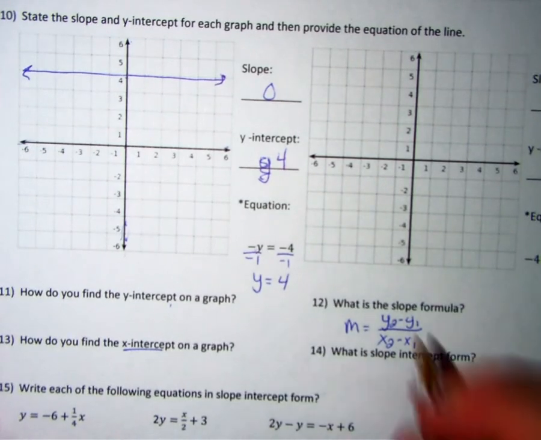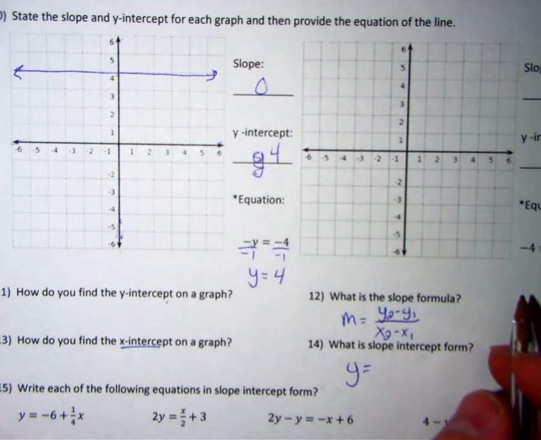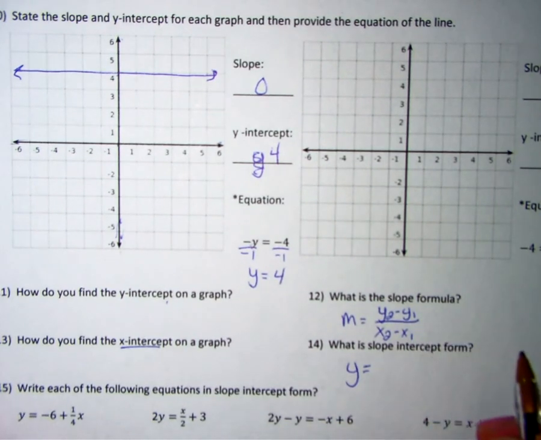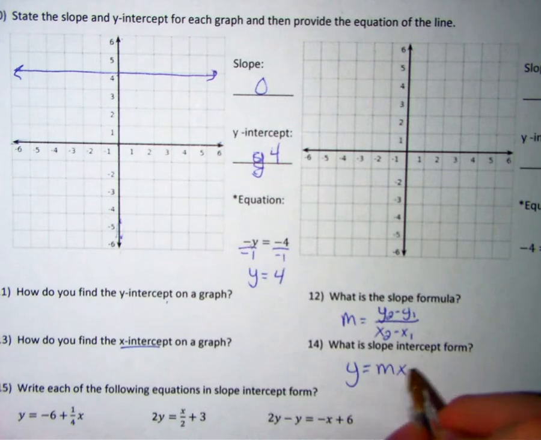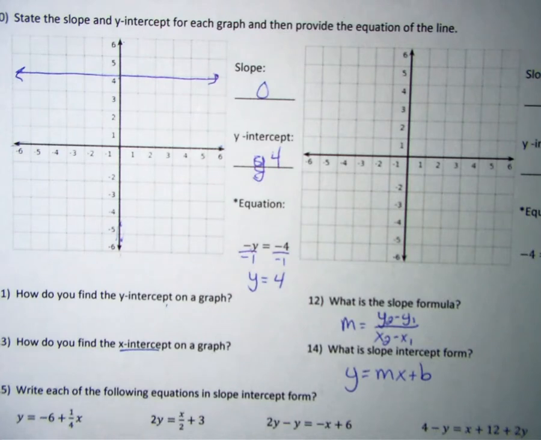What is slope-intercept form? Slope-intercept form is the only form of an equation that we have been using in class. It's probably one of the most important forms that you will ever use in algebra. Y equals mx plus b. And we're going to continue to use it this coming week, and we will finally introduce another form, probably Thursday or Friday.